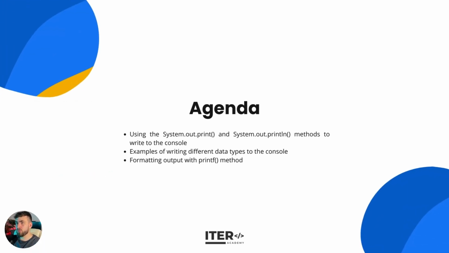During this lesson, we'll discuss the following topics. Using the System.out.print and System.out.println methods to write to the console, we'll also see several examples of writing different data types to the console, and we'll also understand formatting output with the printf method.